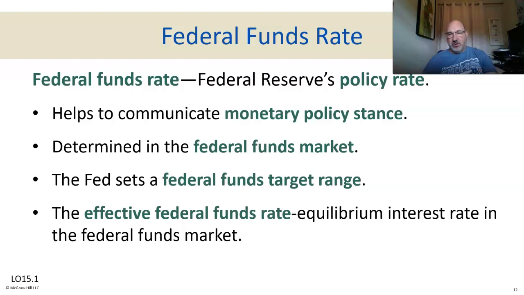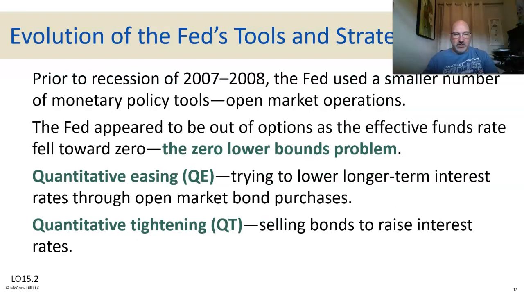You borrow from them on the federal funds rate, and then you just get them to fax a letter over saying, "Hey, we loaned them X amount of money," and you put it in your vault, and that counts because they're going to come in at 7 a.m. All right. So the Fed sets a federal funds target range. The effective federal funds rate, the equilibrium interest rate, is in the federal funds market.